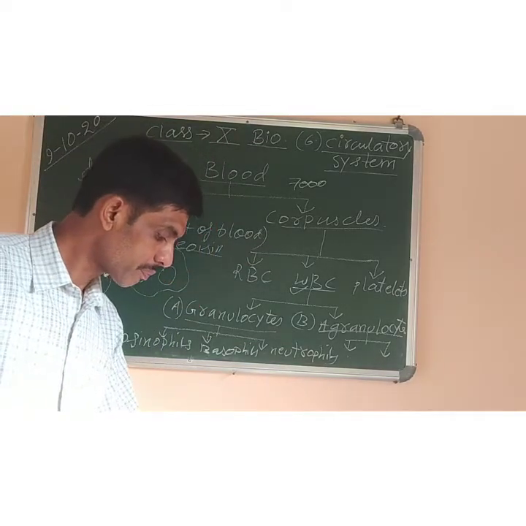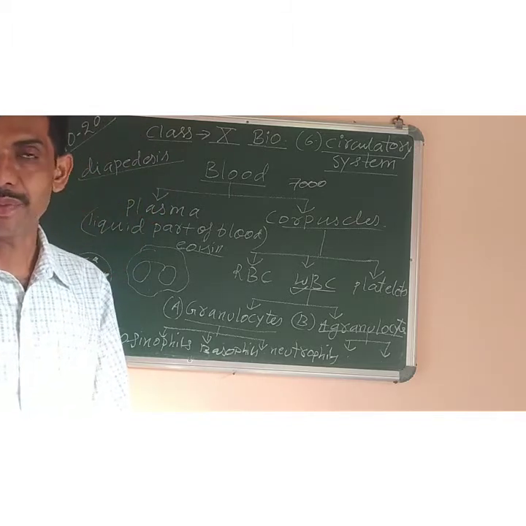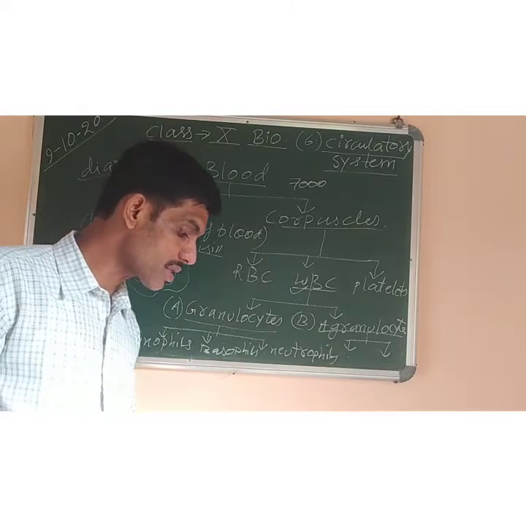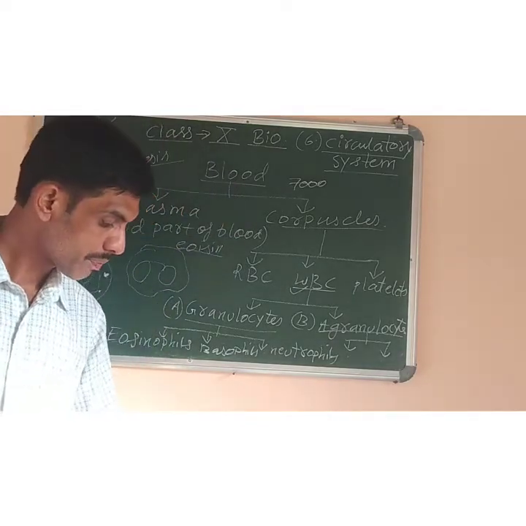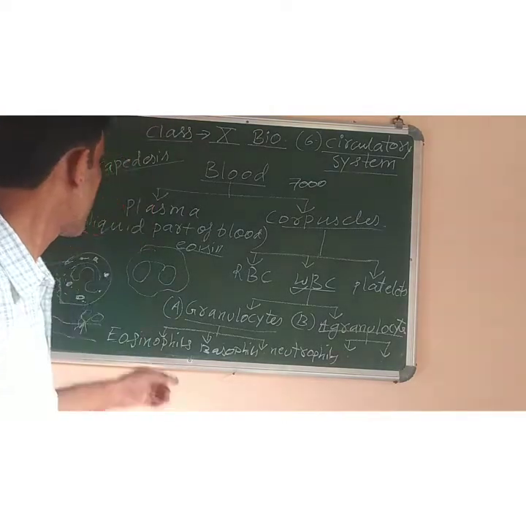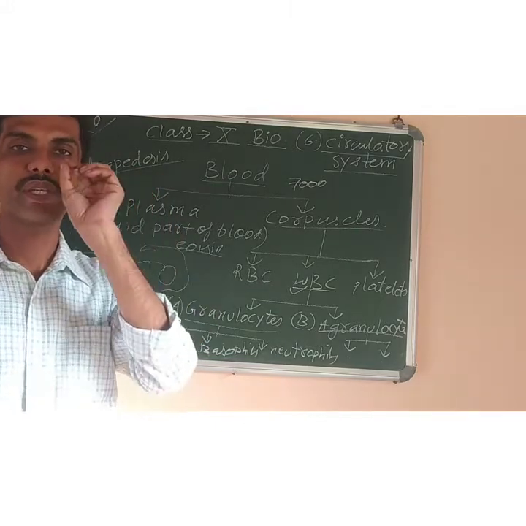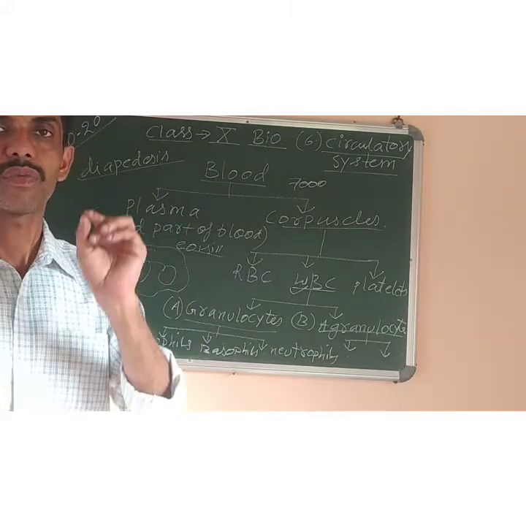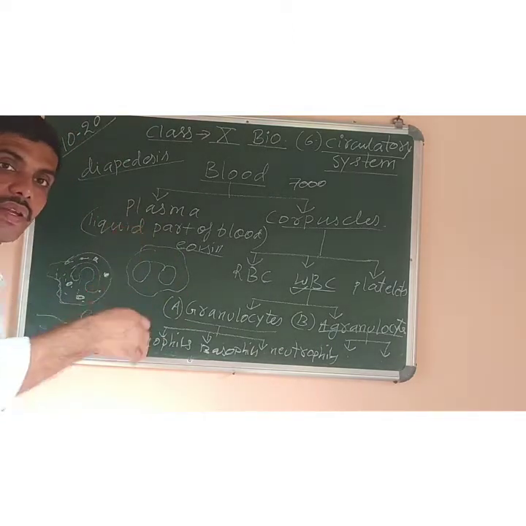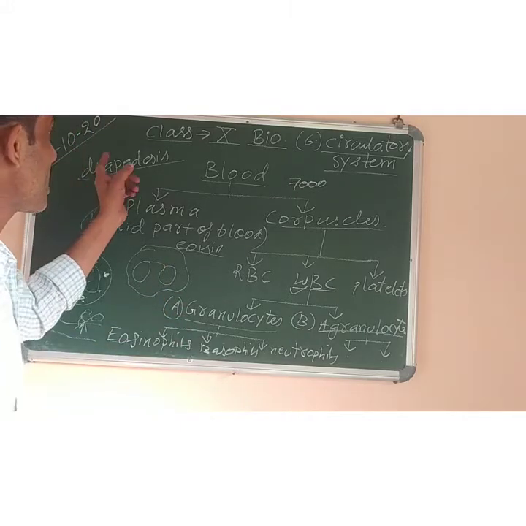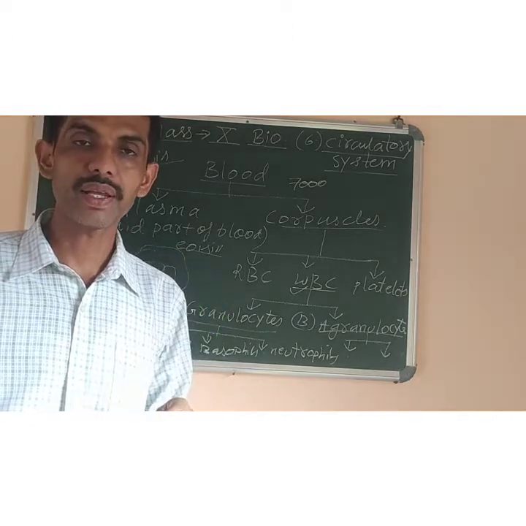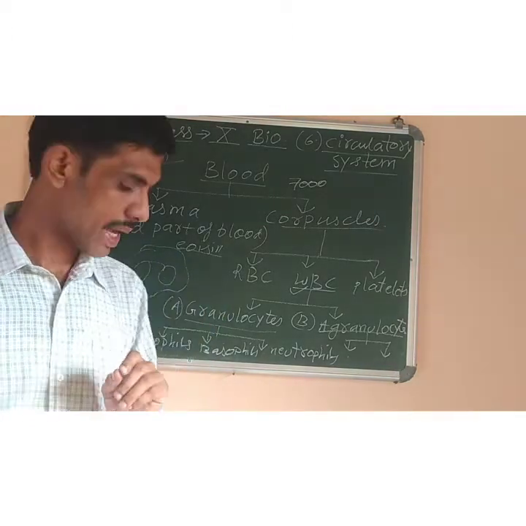I will read out the definition. The WBCs can move by amoeboid movement, and they can squeeze out through the walls of blood capillaries into all parts of the body, and this process is called diapedesis. So how to define diapedesis? The process of squeezing out of WBCs from the blood capillaries is called diapedesis. So if you want, you can write it. I will repeat once again. What is diapedesis? The process of squeezing out of WBCs from the walls of blood capillaries is called diapedesis.